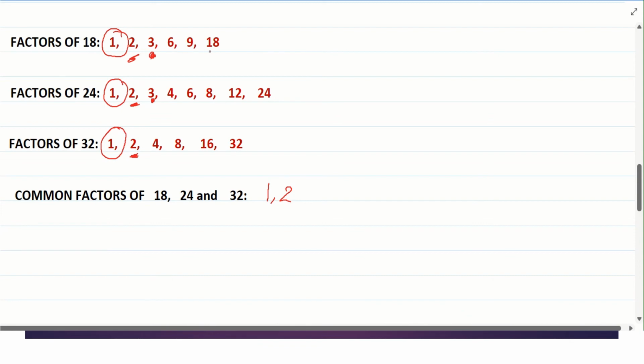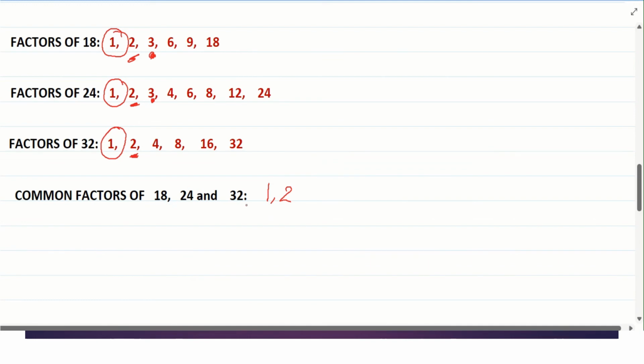And the last number to be checked is 18. Look, again, 18 is present only as a factor of 18. 18 is not a factor of 24. 18 is not a factor of 32. So we cannot write 18 as a factor of 18, 24, and 32. So finally, we are getting only two factors, which are the common factors of 18, 24, and 32.